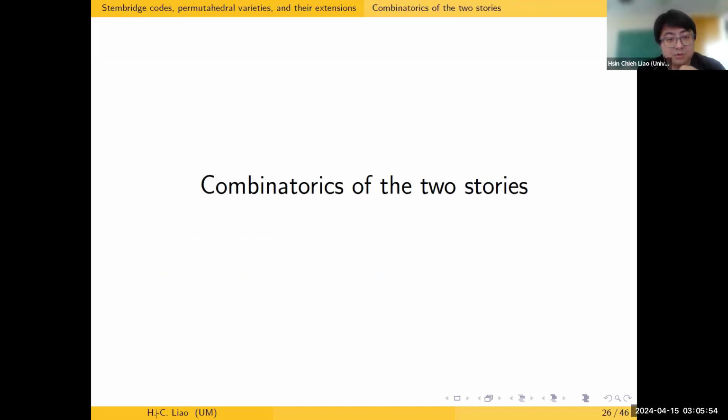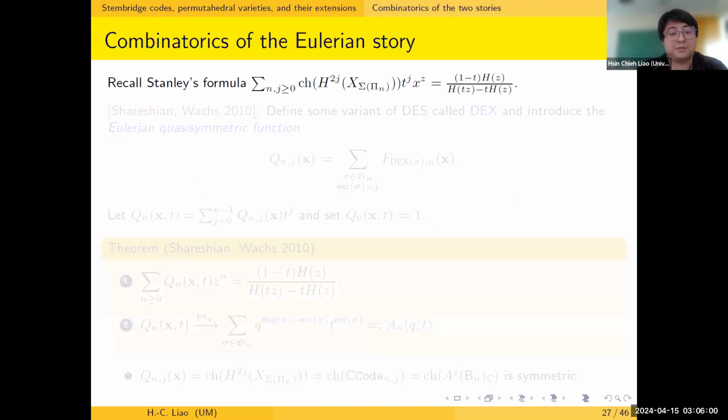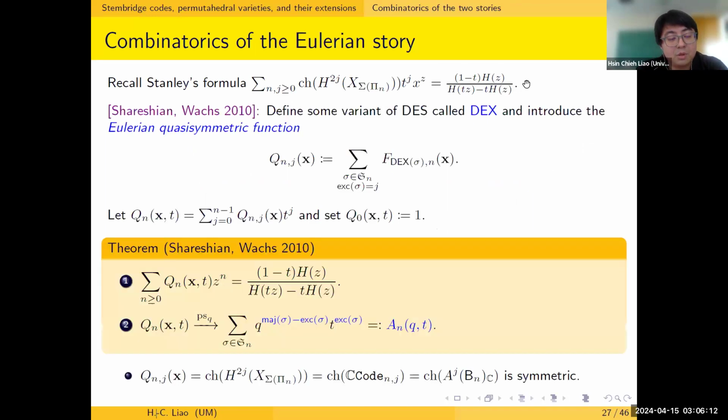Now we want to switch focus to the combinatorics of the two stories. Let's first recall Stanley's formula. We see these things show up several times, but what is this symmetric function? What exactly is it, and what structure does it have? Shareshian and Wachs define a variant of the descent set called DEX, and they introduce the Eulerian quasisymmetric function, defined as follows. Here F is Gessel's fundamental quasisymmetric function, indexed by DEX, and you sum over permutations with fixed exceedance J, so Q n,j.